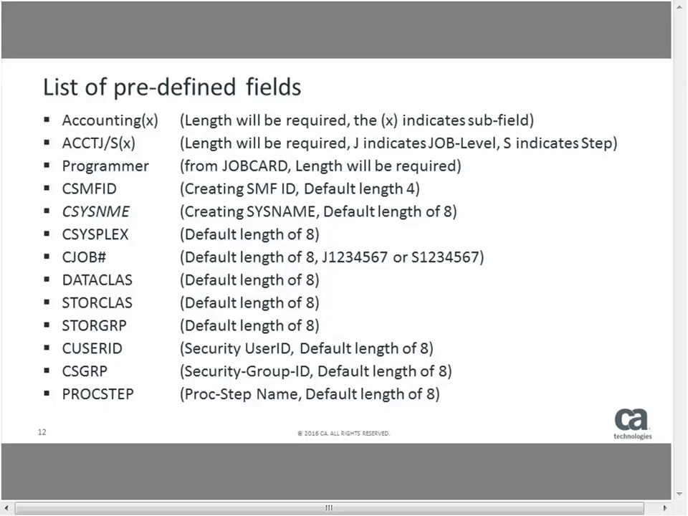Programmer name, and here are the other fields. SMF ID, the system name, the sysplex name, the job number, data class, storage group, user ID, security group, or even a proc step name. Any of these fields can be requested without having to code an exit, and we will go out and get that information and store it in the volume record.